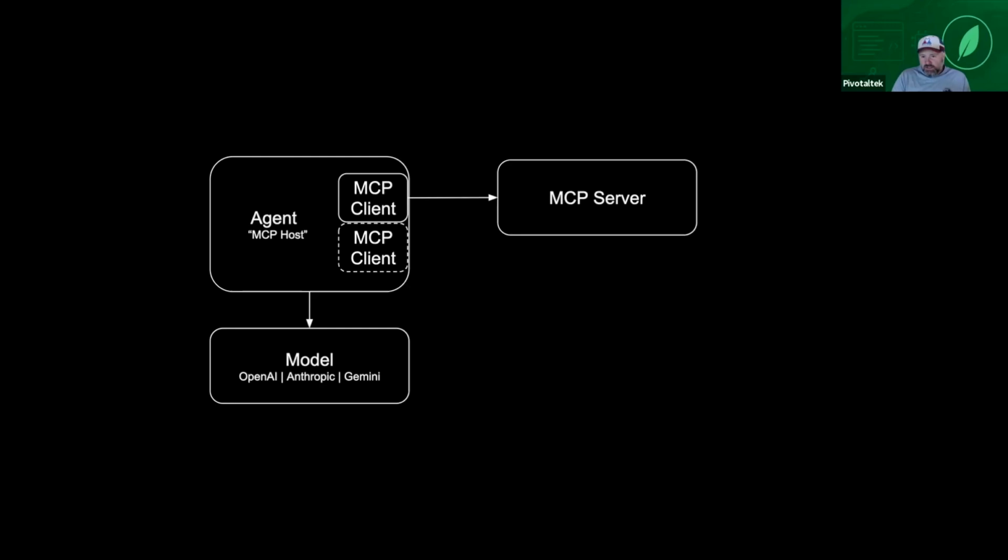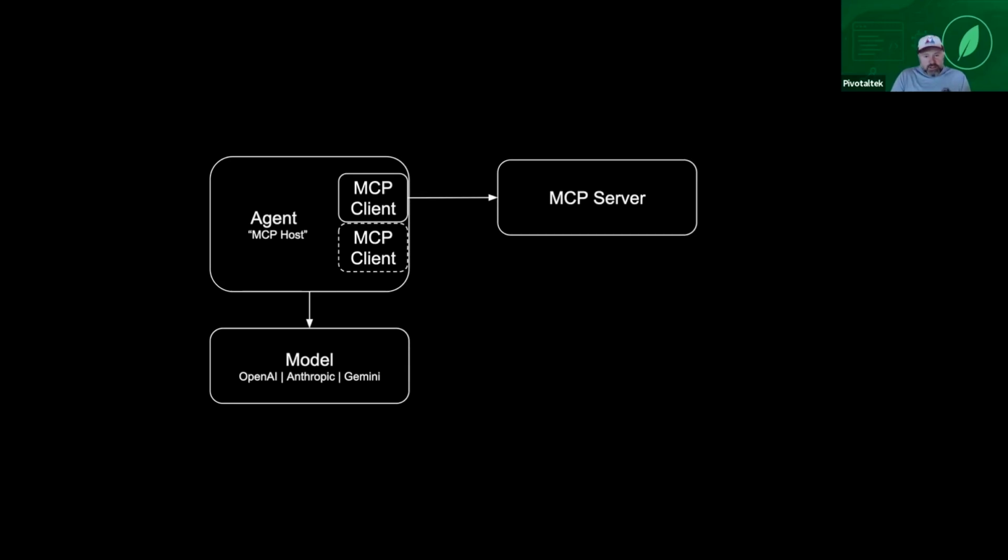So again, the three pieces with MCP are the server, what we're going to write today, the client. We may demo that, but generally that's going to be built into whatever agent you have, unless you're writing your own custom agent. And the MCP host, probably not going to reference a lot, but that would be your agent or your harness that is hosting the clients and calling out to the model in the MCP server.